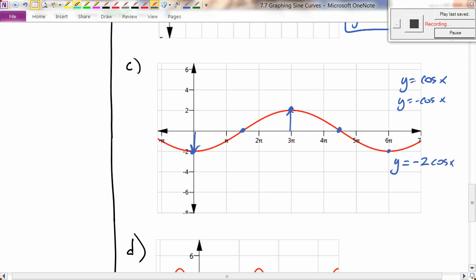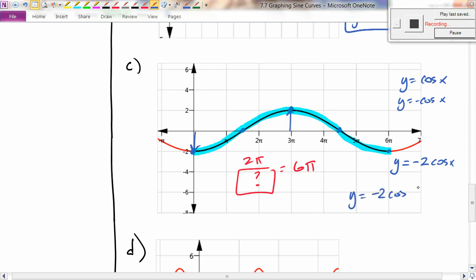Now, is there a period to consider? Well, yes, there is. Look at how long this takes. How long does that take me? It takes me 6 pi to do that. So I take 2 pi divided by something, and that has to give me 6 pi for my answer. Oh man, you guys are so smart. So the something must be a third. So my final answer is y equals negative 2 cosine 1/3 x.